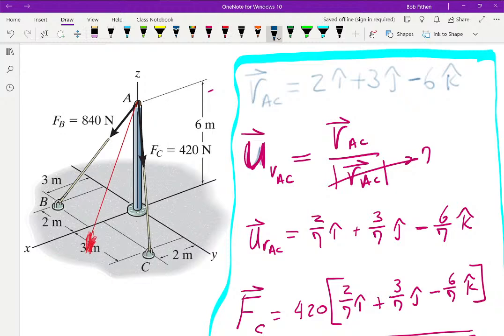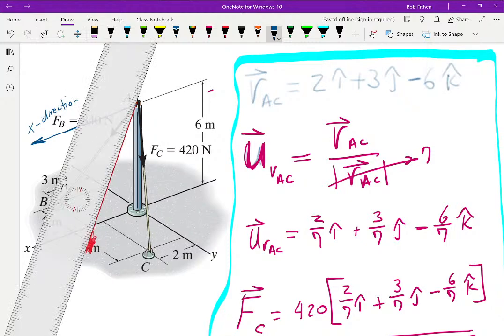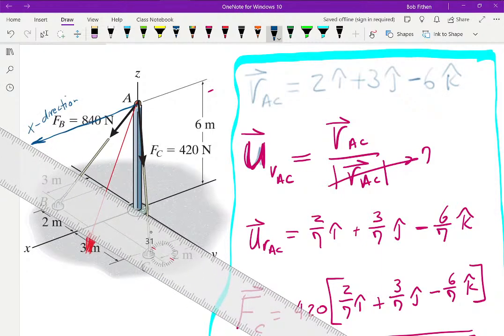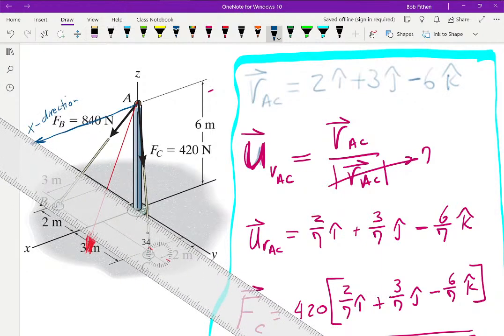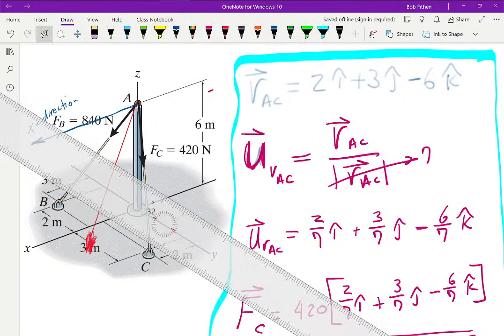I'm going to draw, this is the direction of the x direction. And now let's see if I can do a reasonable job. Oh, I know how to do this. Go back to my ruler. Line it up the best I can with the y. That's pretty good.